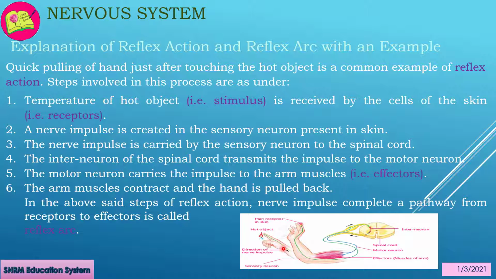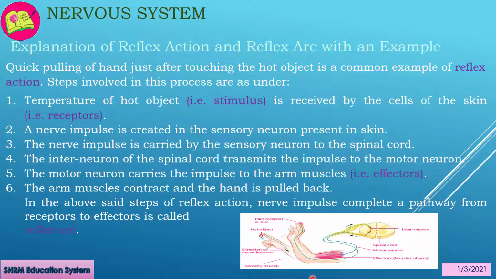A nerve impulse is created in the sensory neuron present in the skin. The nerve impulse is carried by the sensory neuron to the spinal cord. The interneuron of the spinal cord transmits the impulse to the motor neuron. The motor neuron carries the impulse to the arm muscles, that is the effectors. The arm muscles contract and the hand is pulled back. In the above steps of reflex action, the nerve impulse completes a pathway from receptors to effectors, which is called reflex arc.